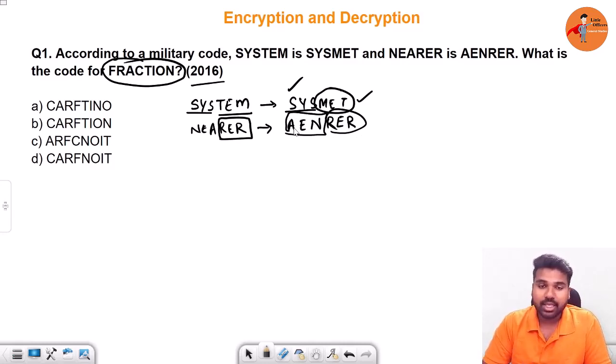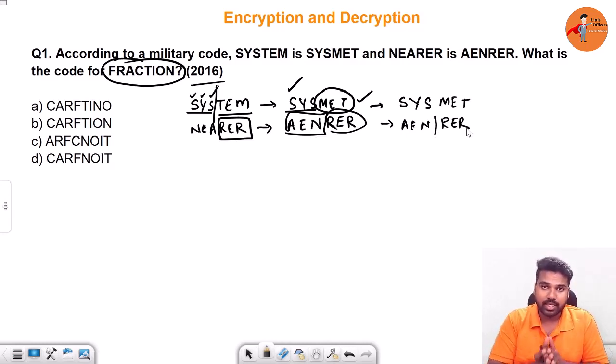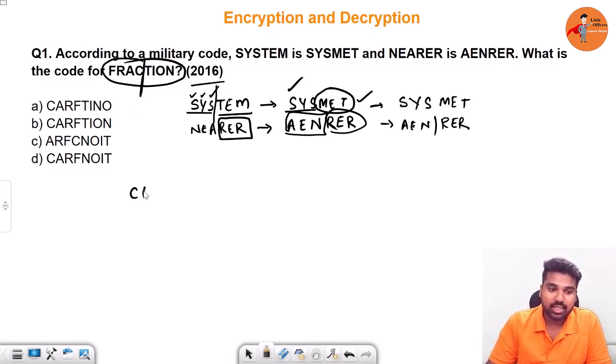Okay. So that means in each word, if we divide that 6-letter word into 2 segments, then what they are doing is writing half of the segment in the reverse order, like SYS, Y, S. You write this first and then Y and then this. Then the next half of it is also being reversed, MET. Same in this case also, AEN, and then the next half RER. So that's what they are doing. Exactly half of the word is written in reverse order, meaning from the back. So let's take the word fraction. It is of 8 letters. So where will the split come? This will be the middle. So if we are to write, this would be CARF.